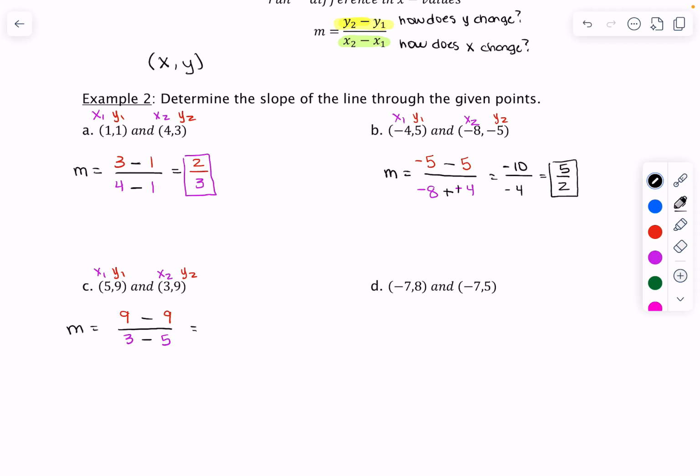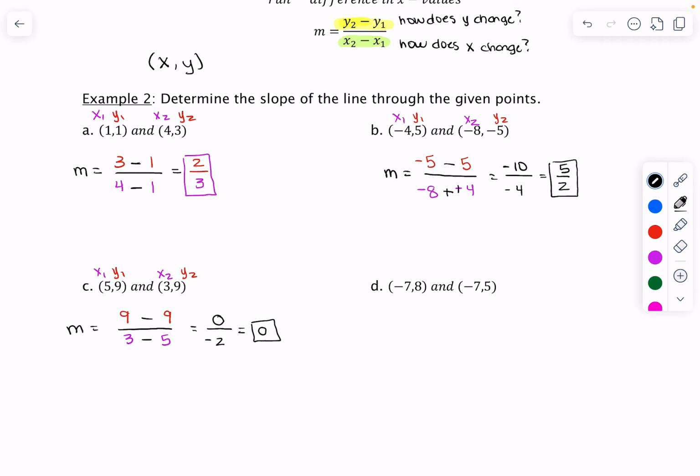Notice that when I simplify the top, 9 minus 9 is 0, and 3 minus 5 is -2. Well, what's 0 divided by anything? 0. So the slope of this line is just 0. And that's okay. You might get 0 sometimes. Slopes of lines can be horizontal, and that will have a slope of 0.